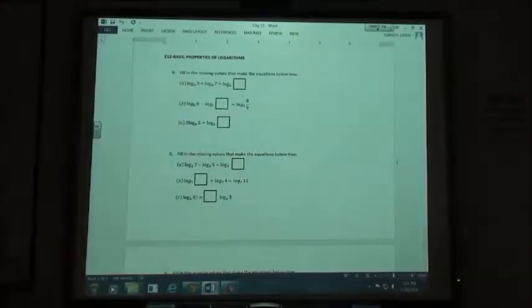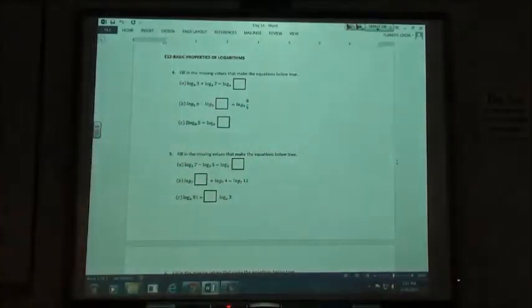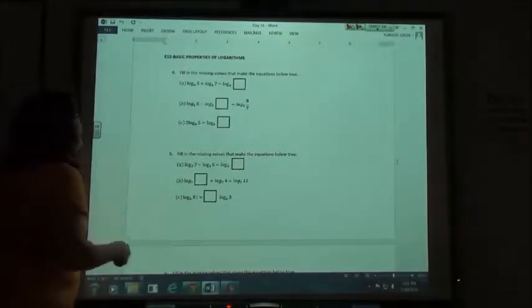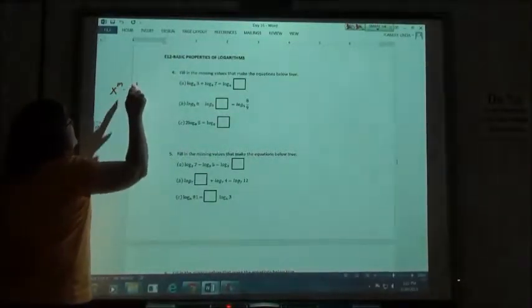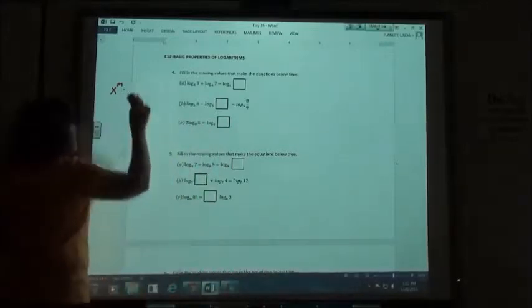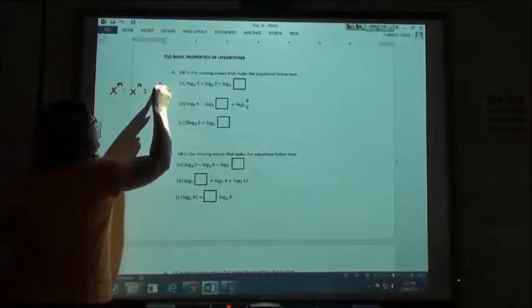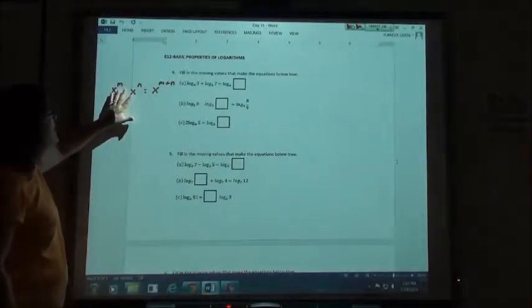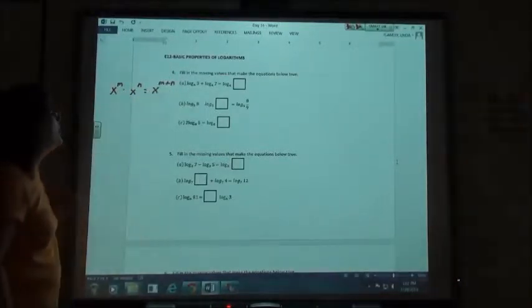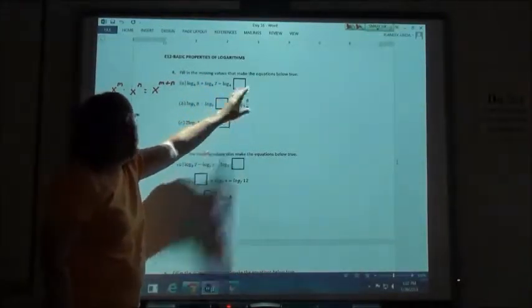All right, 4, 5, and 6, the basic properties of logarithms. Keep in mind that logarithms are inverses of exponential functions, so their rules are also inverses. If I think about an exponential function, if I'm doing x to the m times x to the n, I get x to the m plus n. So with an exponential function, when I'm multiplying with the same base, I add the exponents. With a logarithmic function, if I'm adding my logarithms, I'm going to multiply the numbers.